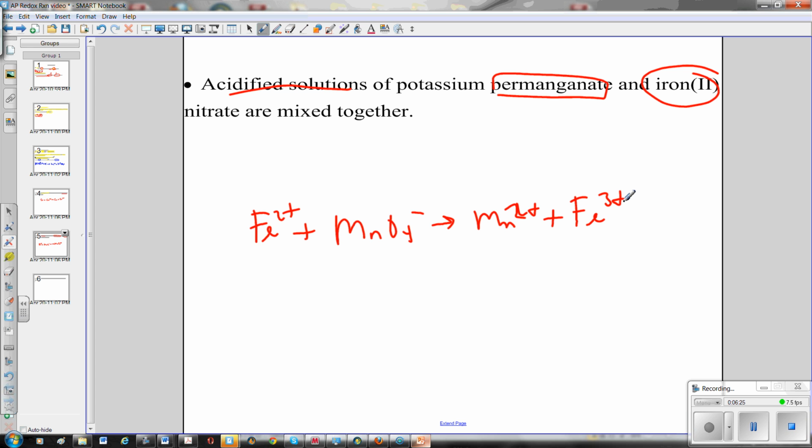Done. Have to take care of the acidified part. So I add H+ on this side. And then to balance them, I add water on the other side. The last step is basically just to balance. We talked about that in the last slide. Just make sure they all balance. So balance the O's and the H's.